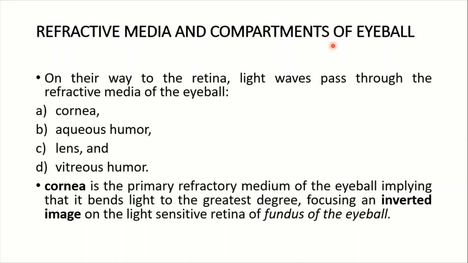Refractive media and compartments of the eyeball: on their way to the retina, light waves pass through the refractive media of the eyeball. And here I have to include the cornea, aqueous humor, lens, and vitreous humor, all of which I showed you already. The cornea is the primary refractive medium of the eyeball, implying that it bends light to the greatest degree. I told you already, focusing an inverted image on the light sensitive retina at the fundus of the eyeball.